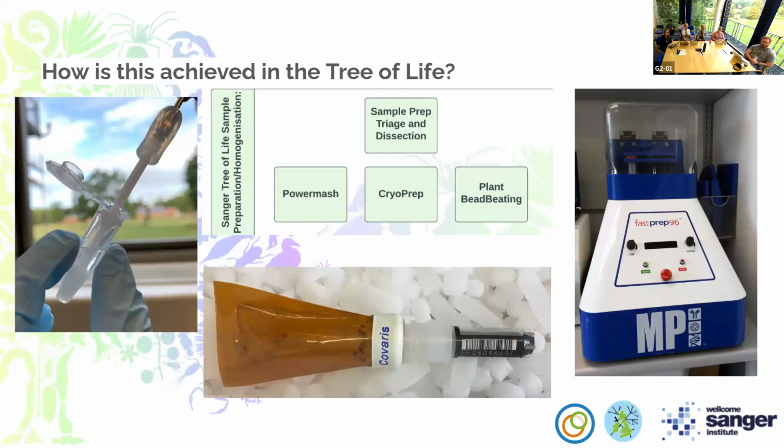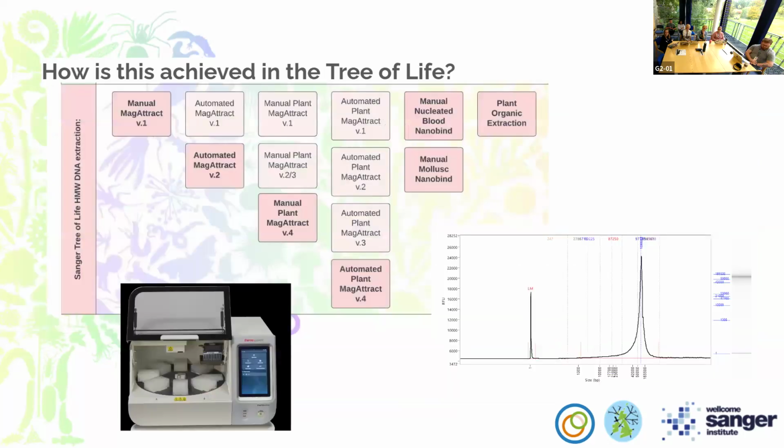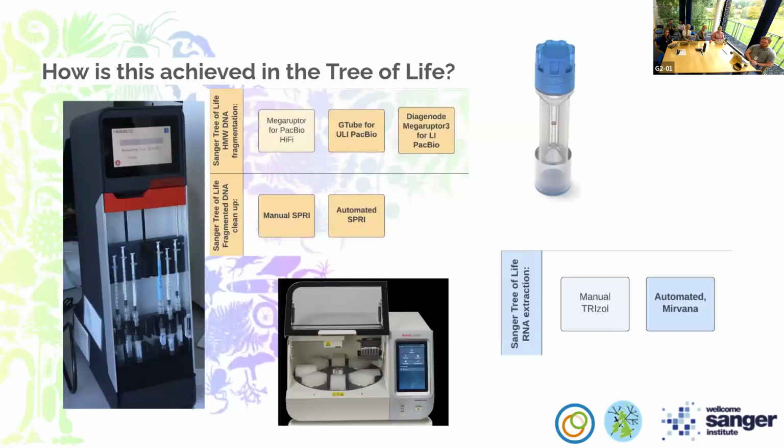So I won't go into too much detail here because you'll hear much more from all of our colleagues. But we have 3 different homogenization methods that are all shown here in pictures, and you'll see more about those later. Here are the extraction protocols with the QC metrics and our Kingfisher when we automate some of those processes. Here is the Megaruptor and G-tube for DNA fragmentation, and again the Kingfisher there for spry.